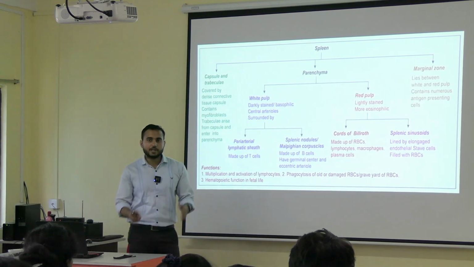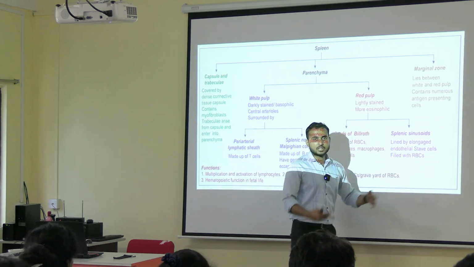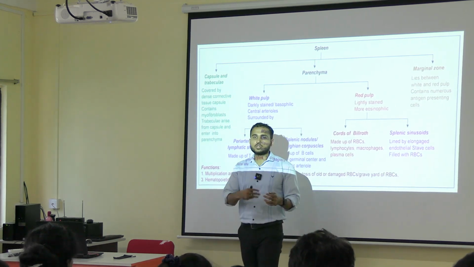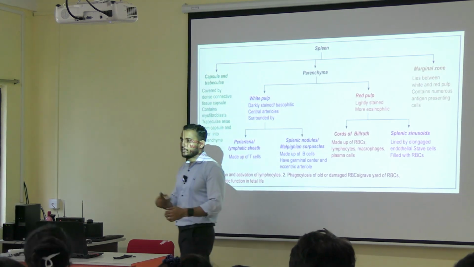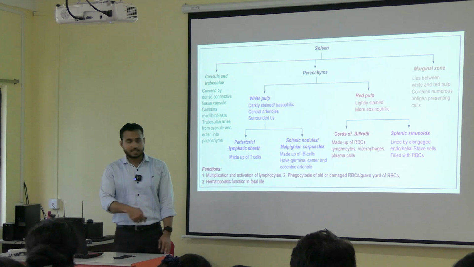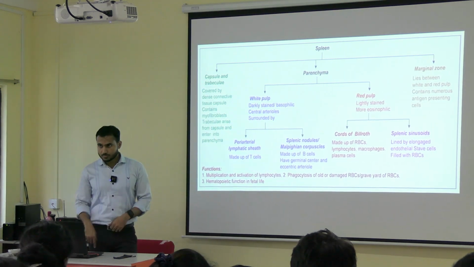So when older RBCs are passing through this sinusoid, what will they do? They will filter it. Meaning those older RBCs cannot pass through the stave cells. Okay, they will filter it. So like this the filtration is taking place over here. So this is the structure.